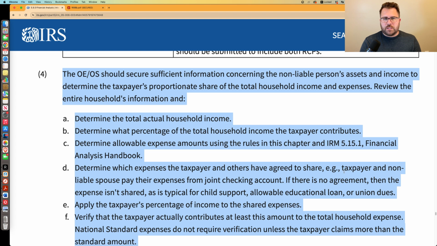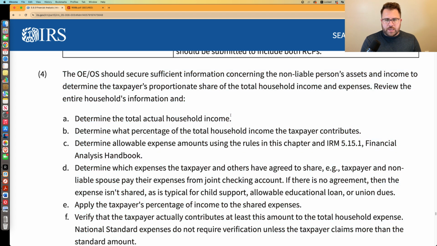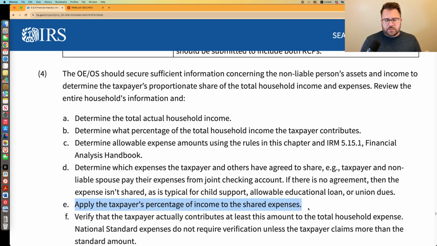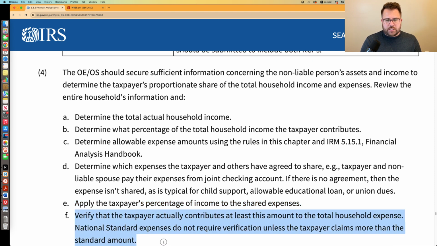The offer examiner, offer specialist should secure sufficient information concerning the non-liable spouse's assets and income to determine the taxpayer's proportionate share of the total household income and expenses. Review the entire household's information, determine the actual household income in total, determine what percentage of the total household income the taxpayer contributes, and determine allowable expense amounts using the rules in this chapter and the financial analysis handbook. Determine which expenses the taxpayer and others have agreed to share, apply the taxpayer's percentage of income to the shared expenses, and verify that they actually contribute this amount.